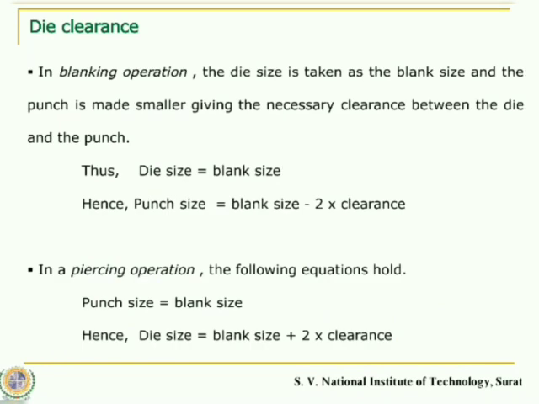Now generally in blanking operation, the die size is taken as the blank size and the punch is made smaller than the die by providing the necessary clearance between the die and the punch. So the die size is equal to blank size, and the punch size is calculated as the blank size minus twice the clearance. Whereas in a piercing operation, the punch size is taken as the blank size and hence the die size becomes the blank size plus twice the clearance.